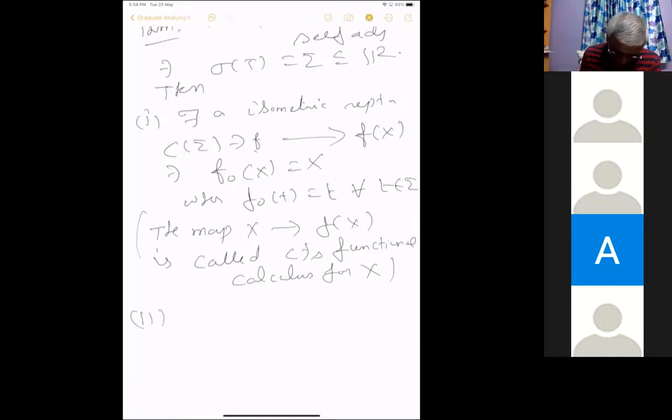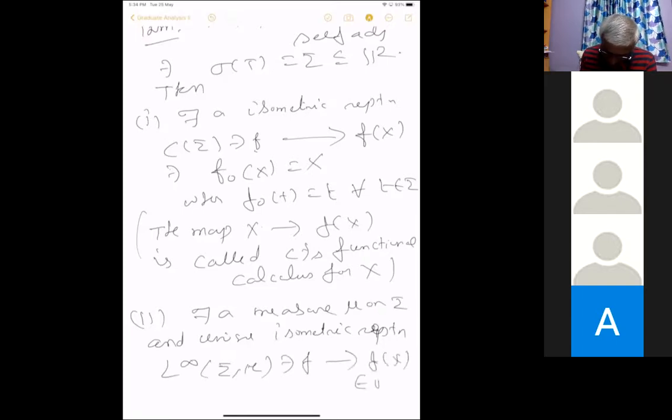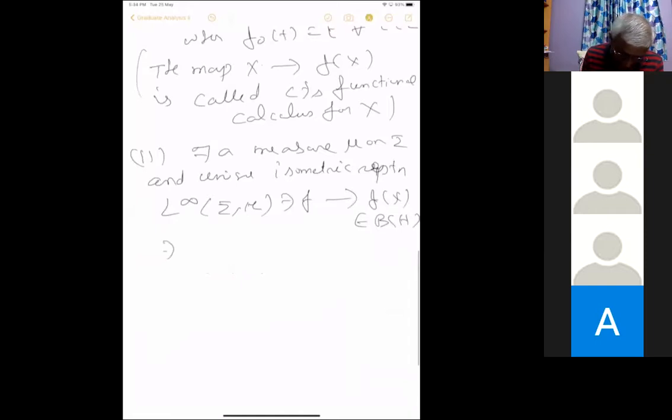Two, there exists a measure mu on sigma and a unique isometric representation. No, let me not say. You need an isometric representation like this, from L infinity of sigma mu, f going to this f of x in B of H. Okay. Extending the continuous functional calculus.